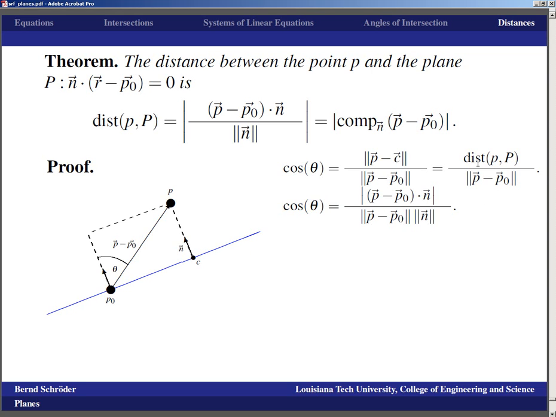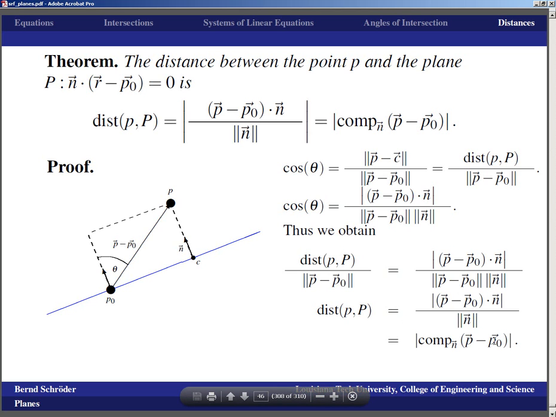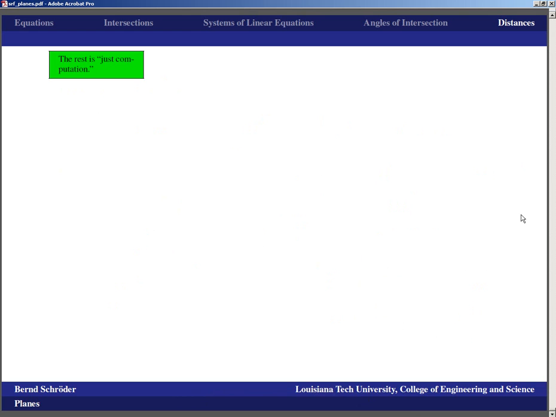Alright, and so now this is something I can solve for the distance between P and the plane. So we have the distance between P and the plane divided by the norm of P minus P0 is the absolute value of P minus P0 dot n divided by the norm of P minus P0 times the norm of n. And that of course just tells me that the distance from the point P to the plane capital P is the absolute value of P minus P0 dot n divided by the norm of n, and that is exactly the definition of the component of P minus P0 along n. And the rest is just computation.